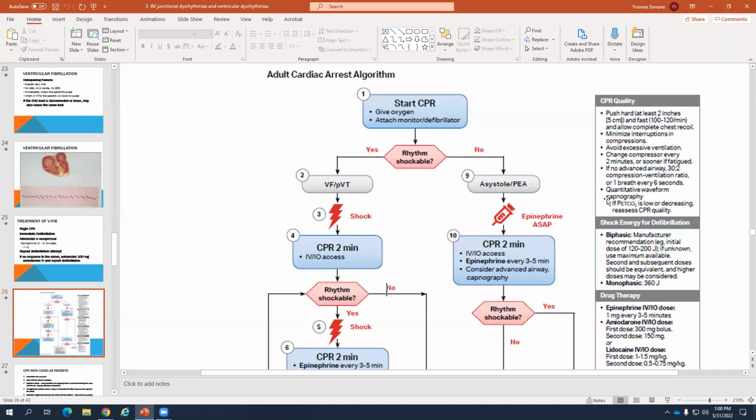And quantitative waveform capnography, so monitoring end-tidal CO2. If the CO2 starts coming up, that tells you that you've got good blood flow and you're bringing the CO2 back to the lungs. But if CO2 return is poor, that means that you're not getting a good blood flow and you're not bringing CO2 back to the lungs. Should I put that in the chat?